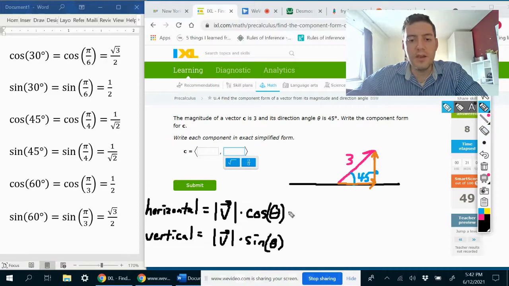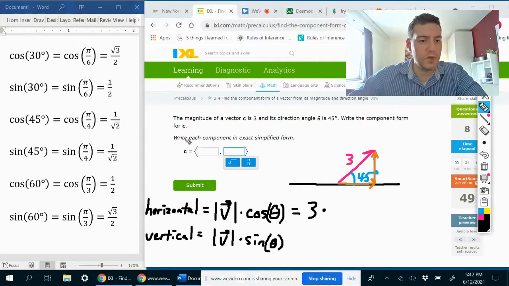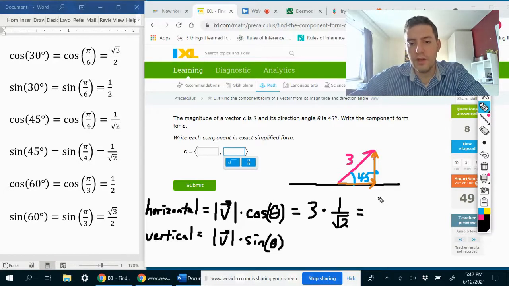So in this case, let me just erase this so I have room to write. In this case, the magnitude of the vector is 3. We're going to multiply that by the cosine of 45 degrees. I have it all over here for you. You can write that down or take a screenshot. Cosine of 45 degrees is 1 over the square root of 2. So this would be 3 over the square root of 2. Now for the vertical component, we have the magnitude of the vector, which is still 3, times the sine of 45 degrees, which I have right here. That's also 1 over the square root of 2.